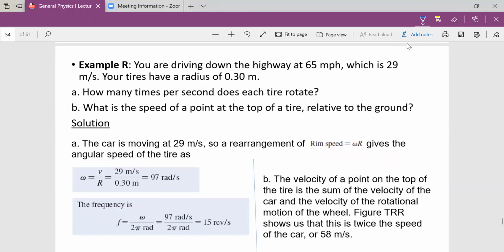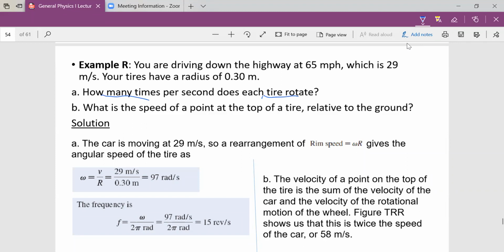You are driving down the highway at 65 miles per hour, which is equivalent to 29 meters per second. And you have the radius of your tire to be 0.3 meters. The first question says, how many times per second does each tire rotate? This simply means, instead of asking straight out what is the frequency of your tire, we just put it in words. Frequency is the number of revolutions per time. So when we say how many times will it rotate, we're asking about frequency.